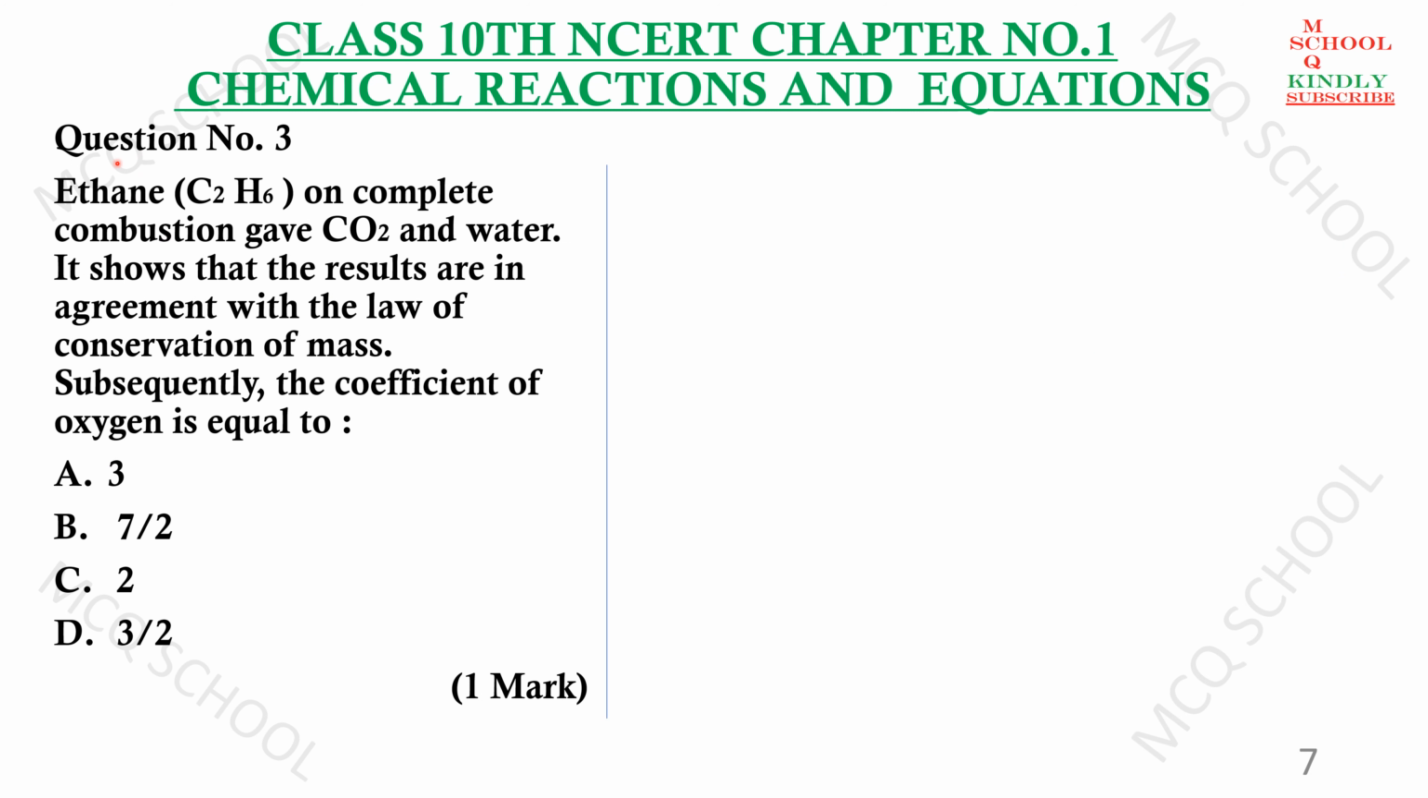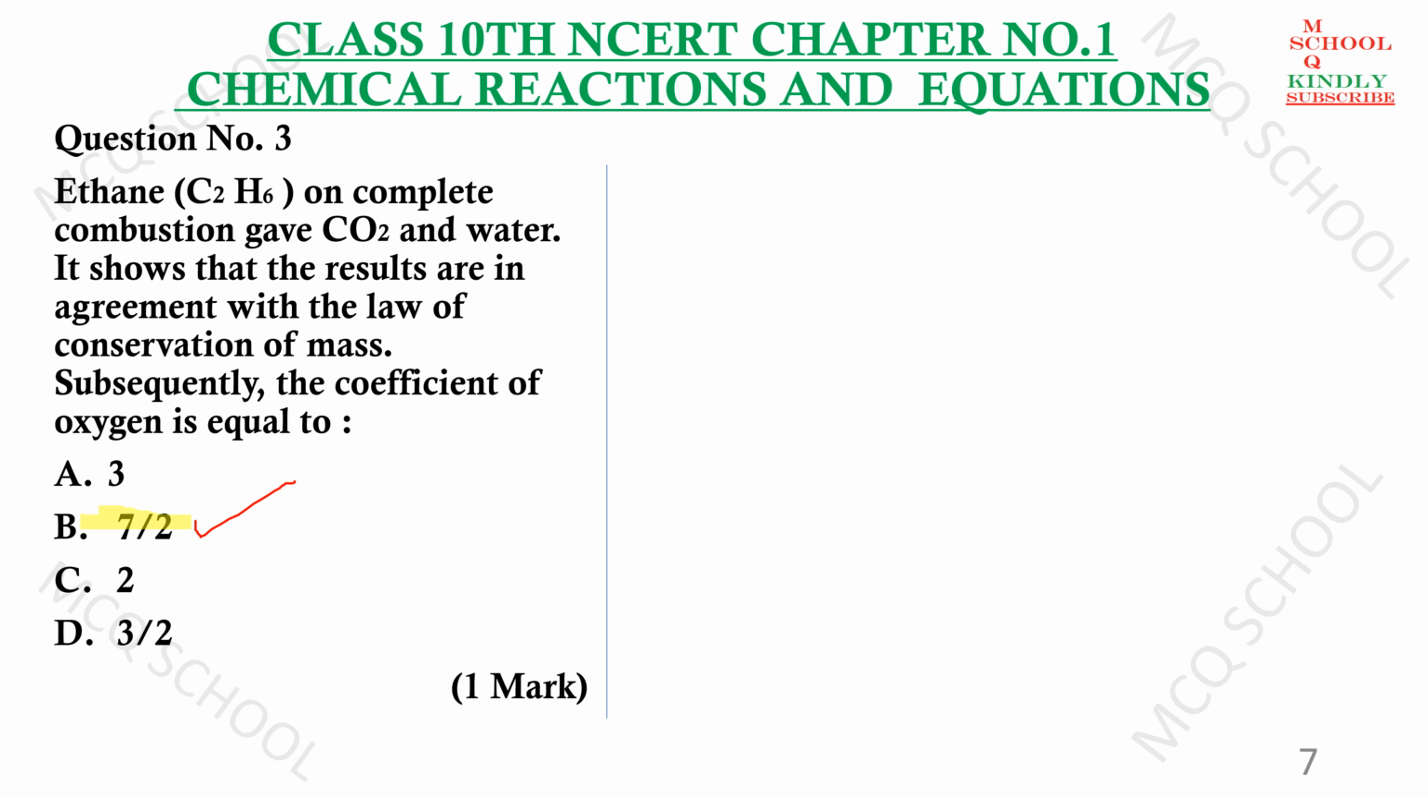Let us start question number 3. Ethane C2H6 on complete combustion gives CO2 and water. It shows that results are in agreement with the law of conservation of mass. Subsequently, the coefficient of oxygen is equal to A. 3, B. 7 by 2, C. 2, D. 3 by 2. What's your answer? The correct answer is B, 7 by 2.